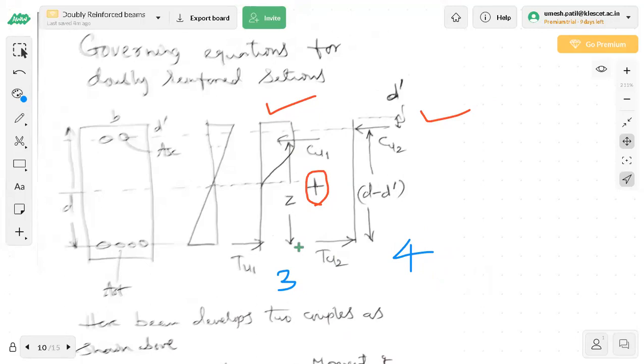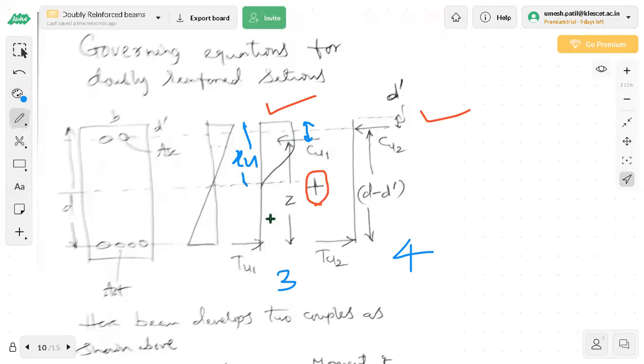Now look at this distance between these two forces here. Cu1 and Tu1 distance is this Z, which is d minus 0.42 Xu. Total is d, you can see this is d, and from that you subtract. A number of times I am telling you this distance: you should remember this one from top up to this. How much is this? 0.42 times Xu, where Xu, as you already know, is the depth of actual neutral axis. It means in d, if you subtract 0.42 Xu, you will get Z.